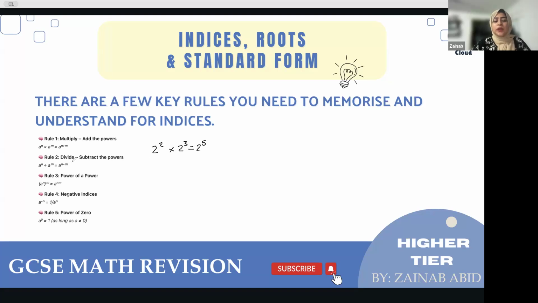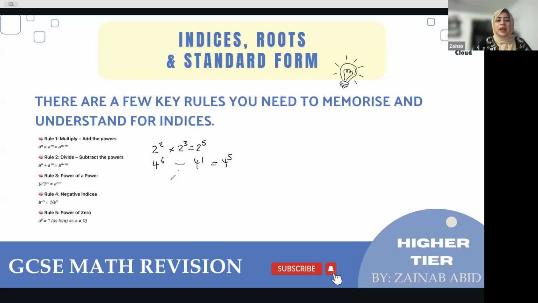When you are dividing, you subtract the powers, but the base again must stay the same. So 4 to the power of 6 divided by 4 to the power of 1, or just 4, is going to be 4 to the power of 5, because you take away those powers.